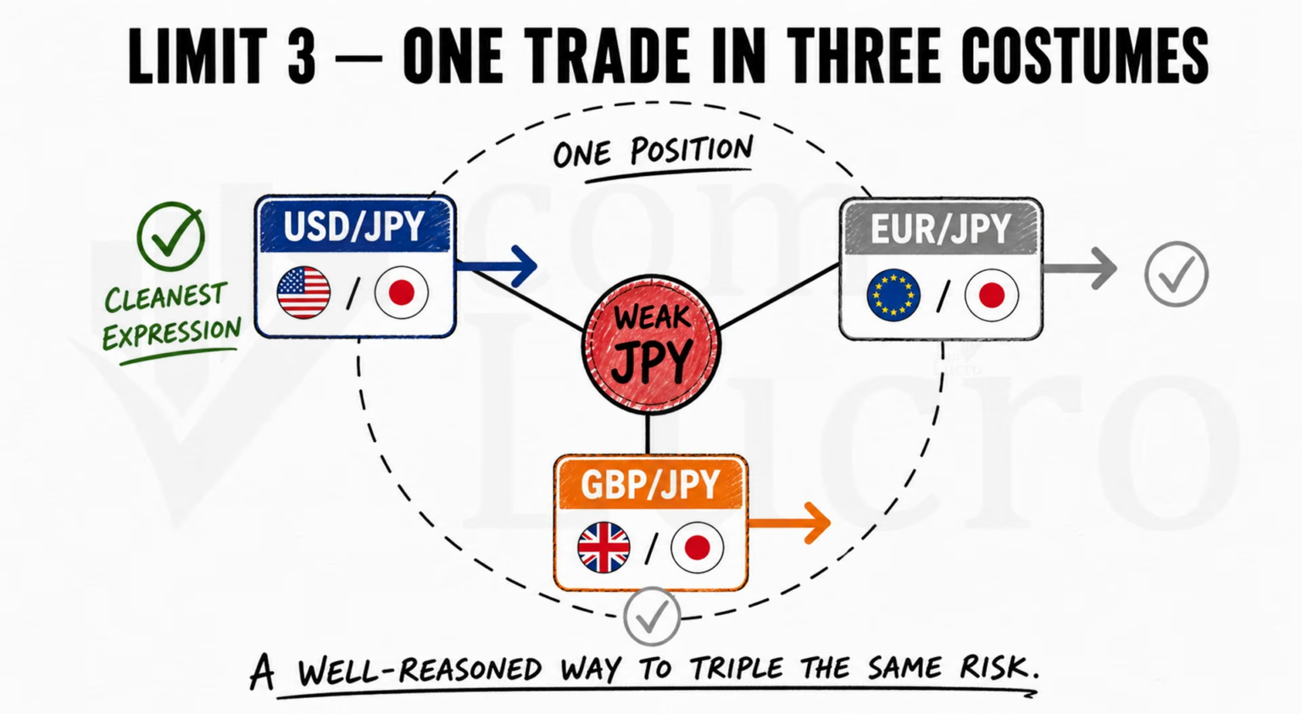And third, remember what we learned about correlation 2 videos ago. If the yen is the weakest currency on the board, then every single yen pair looks attractive at the same time. And taking 3 of them isn't 3 trades, it's 1 trade in 3 costumes. This lens can hand you a very well-reasoned way to triple the same risk. Choose the cleanest single expression, and leave the rest alone.